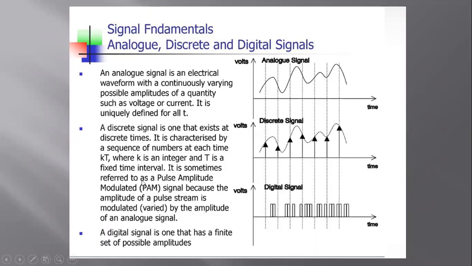It's sometimes referred to as a pulse amplitude modulated signal because the amplitude of a pulse stream is modulated, meaning varied, by the amplitude of an analog signal. So a discrete signal would look like this. A digital signal is one that has a finite set of positive amplitudes and has a value at a particular instant of time.